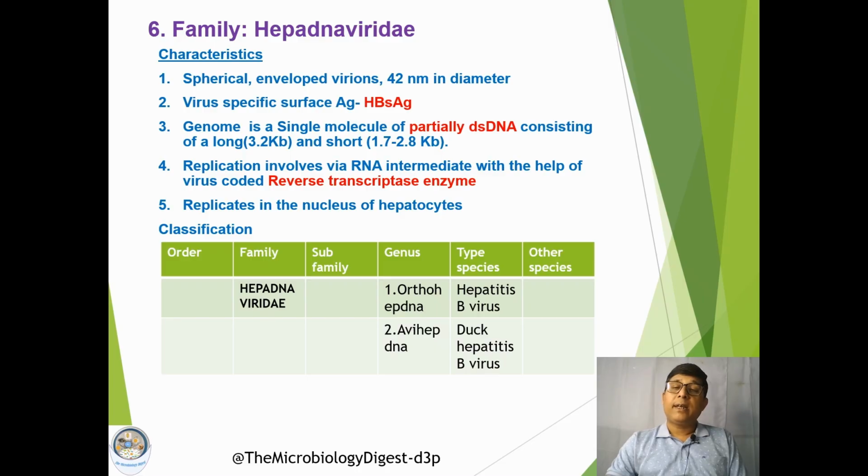Although this virus has a DNA genome, it carries the reverse transcriptase enzyme, and the replication of this virus occurs in the nucleus of the hepatocytes. This family Hepadnaviridae does not have any subfamily, but two genera are there, Orthohepadnavirus and Avihepadnavirus. Orthohepadnavirus includes the hepatitis B virus, and Avihepadnavirus includes duck hepatitis B virus as a type species.